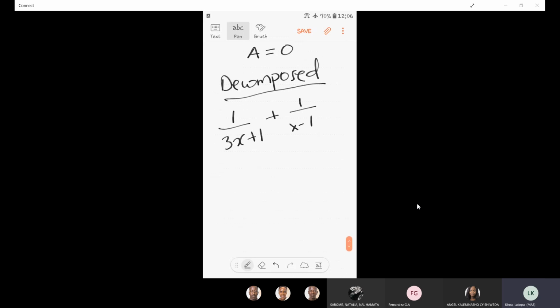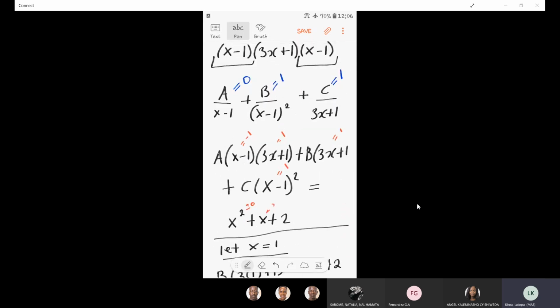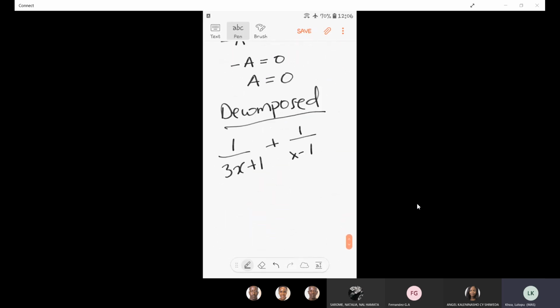minus 1 squared. Okay, so there is decomposed. That is your final answer. And then you can always check, combine the two fractions, check if what you get is indeed the one that you started with.